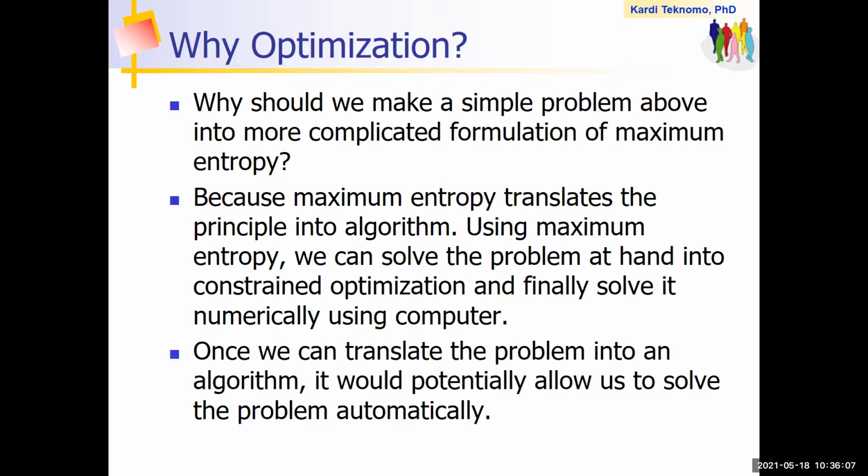So why do you use optimization? Why should we make a simple problem complex just to find simple things, missing values that you can put in manually, into a complex formula of maximum entropy? Again, because maximum entropy translates the principle into an algorithm. You have seen the power. Using maximum entropy, you can turn the problem at hand into constrained optimization and finally solve it numerically using a computer. Once you translate your problem into an algorithm, of course you can do automation. This is the motivation why you learn maximum entropy.